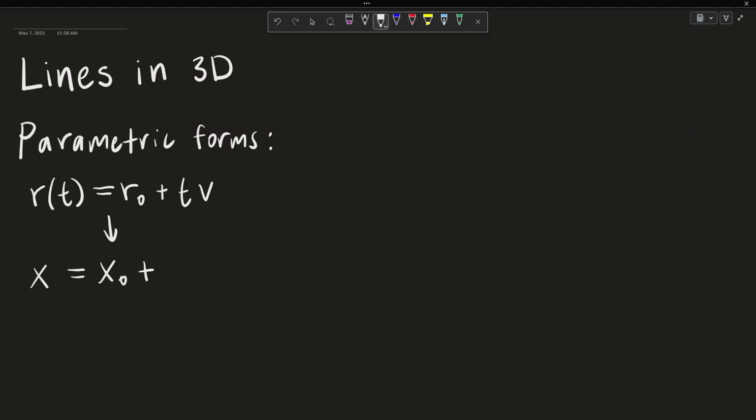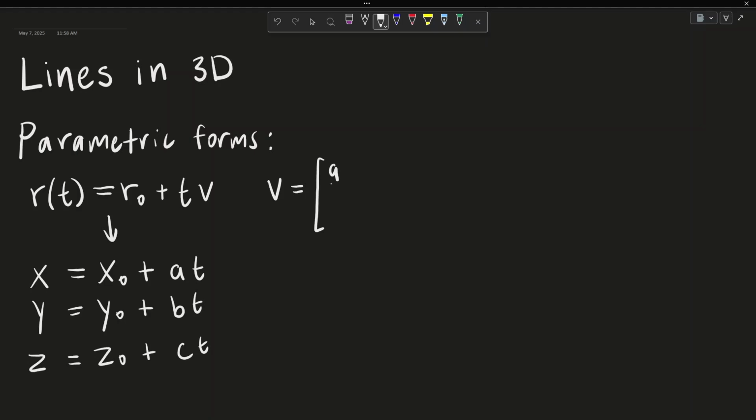plus some arbitrary value, let's call it a, times t, where a is the first entry of v, y, which is equal to y naught plus b times t, where b is the y value in the direction vector, and z, which is equal to z naught plus c times t. So based on this, we would be given a vector v, or would be asked to find the vector v, such that v is equal to a, b, c.